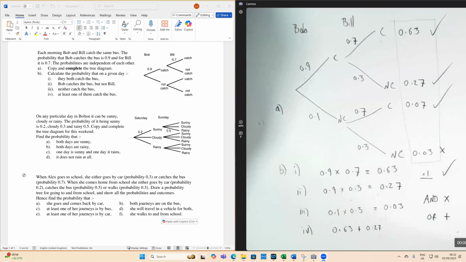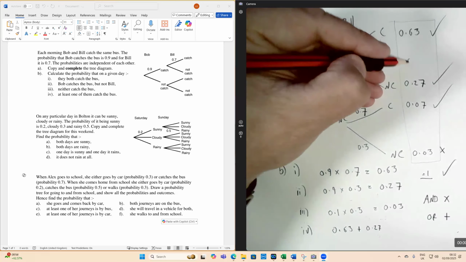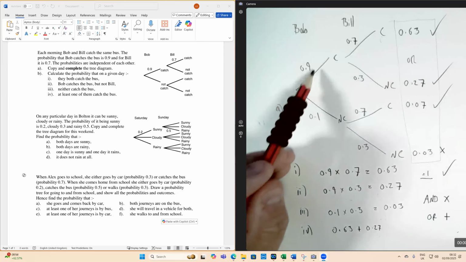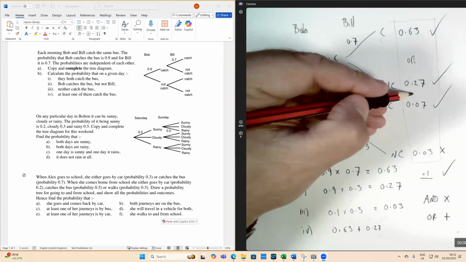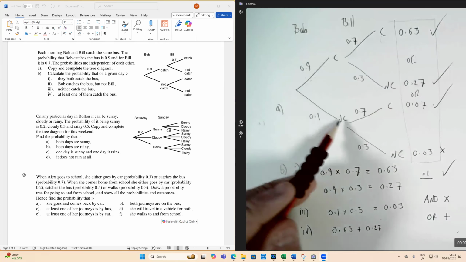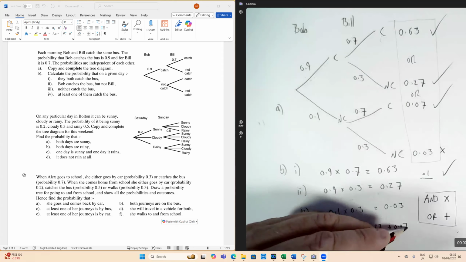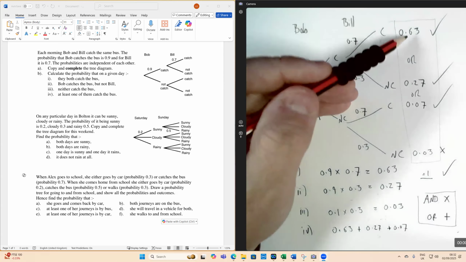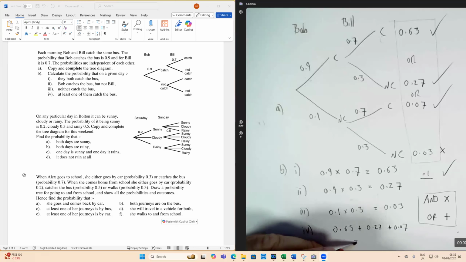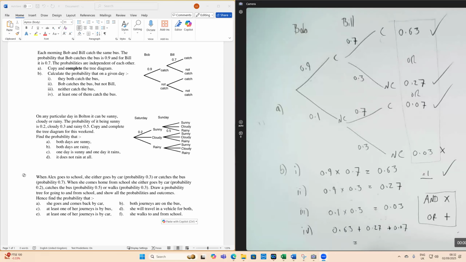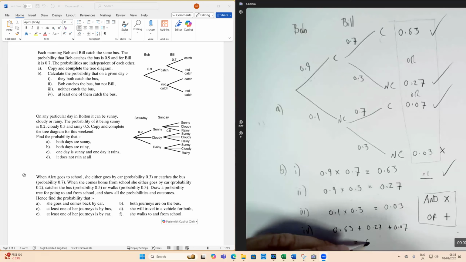So in this case, what we're saying is either Bob and Bill catch the bus, or Bob catches it and Bill misses it, or Bob misses it and Bill catches it. And because we're using the word or to describe those, we add those probabilities, okay? So you times along the branches, but you add the results at the end. And let's see what that's going to give us. So that gives us our 0.63 add 0.27 add 0.07. Add those together and that is 0.97, okay?